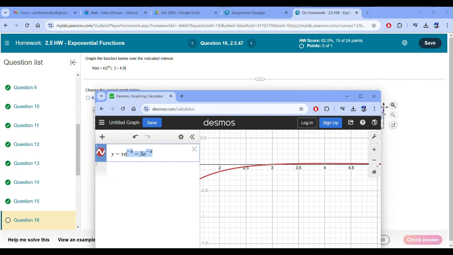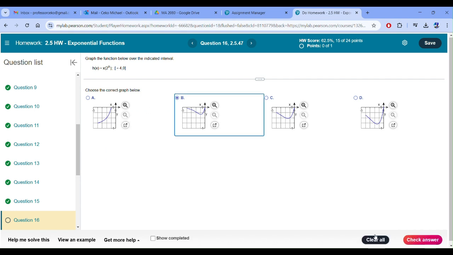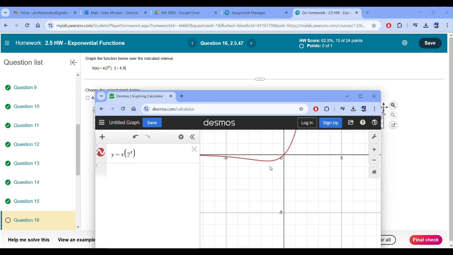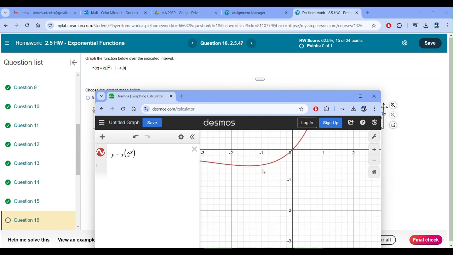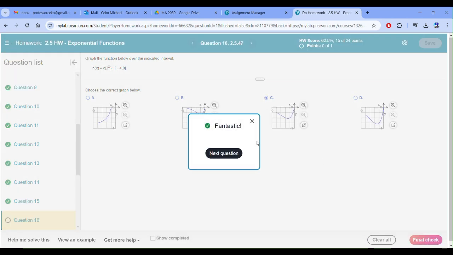So let's do this. We're going to type this as x, parentheses, 2 raised to the x, and then close those parentheses, and let's see what this guy looks like. Go back to the home page. It dips down a little bit, then goes back up. I didn't look at the scale. How close does it get to negative 1? Like halfway? There we go.